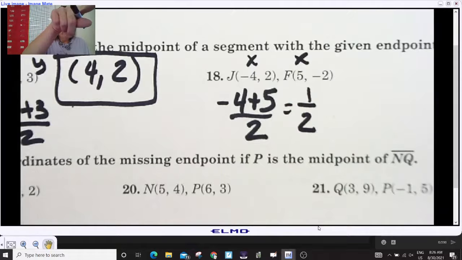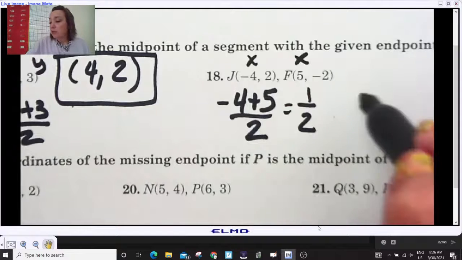Now, that's your 0.5, right? So Andy had that right. That X was right, 0.5. You could also leave it as 1/2. You can leave it as a fraction. So 1/2 or 0.5. Okay, let's do our Y.